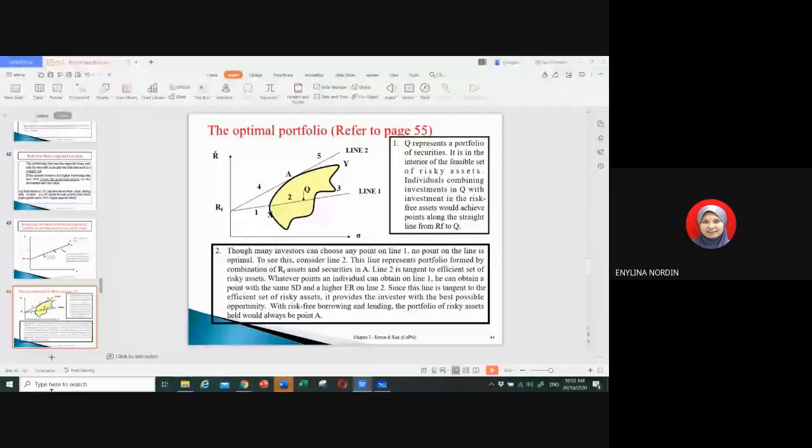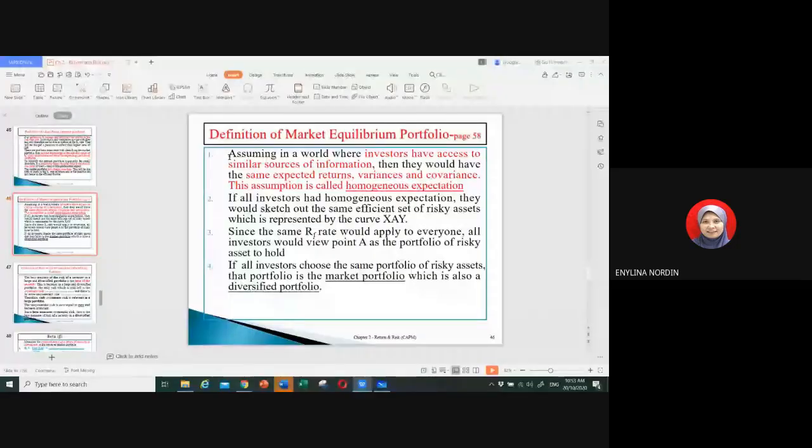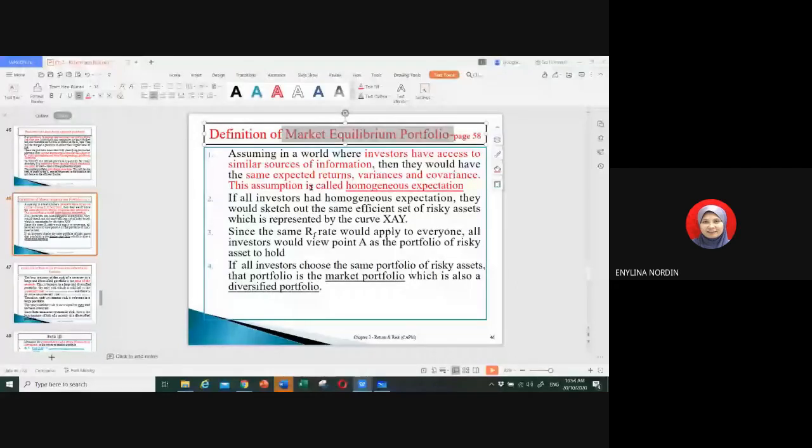From that, we will determine the market equilibrium. So what is the market equilibrium? In order to determine the market equilibrium portfolio, we have to make some assumptions, where the investors have access to similar sources of information. Then they would have the same expected returns, variances and covariances. So the same expectation here is called homogeneous expectation.